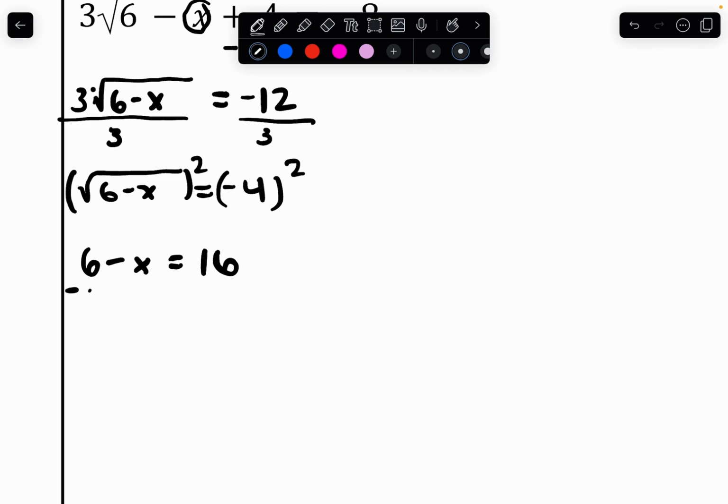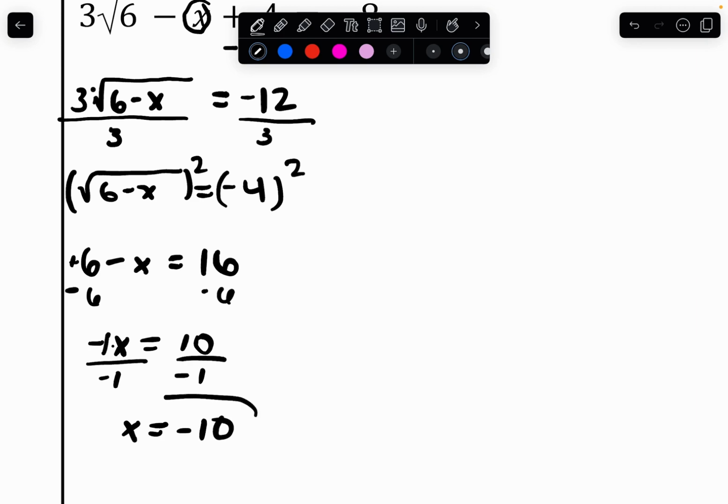If I'm adding 6, the opposite of adding positive 6 would be to subtract 6. So I have negative x is equal to 10. And then lastly, if I'm multiplying negative 1 times x, the opposite of that would be to divide both sides by negative 1. So x is equal to negative 10.